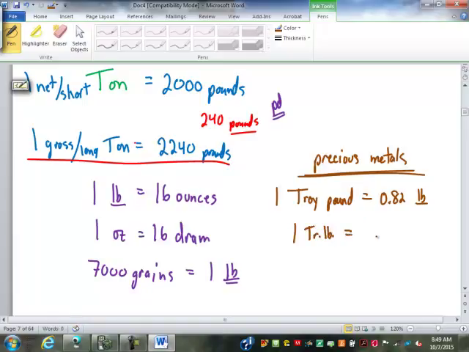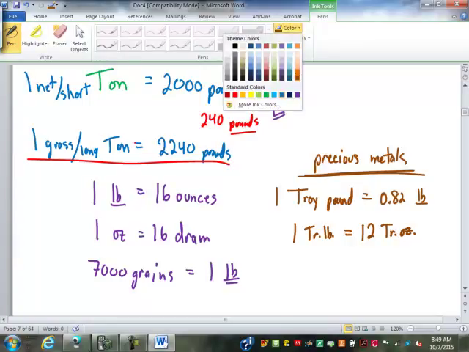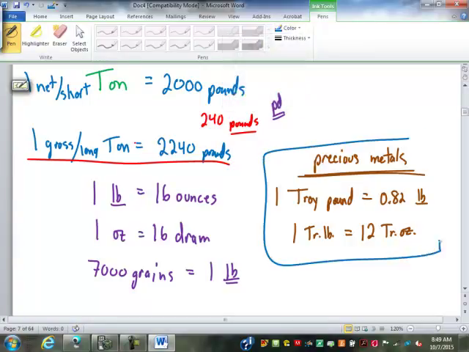1 troy pound, though, only contains 12 troy ounces. So even though a troy pound is considerably smaller than a standard pound, a troy ounce is actually larger than a standard ounce. So when they say that gold is like $1,800 an ounce, that's not a standard ounce, that's a troy ounce, which is slightly larger. I will never make you do those conversions, but just so you know that they are out there.